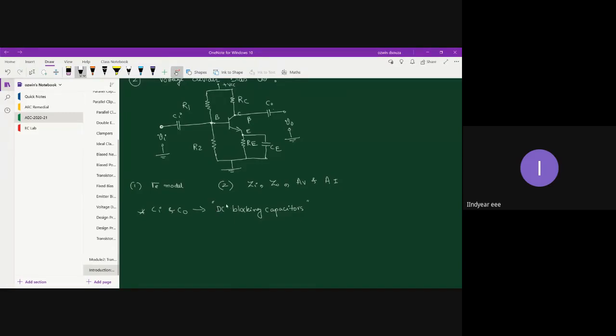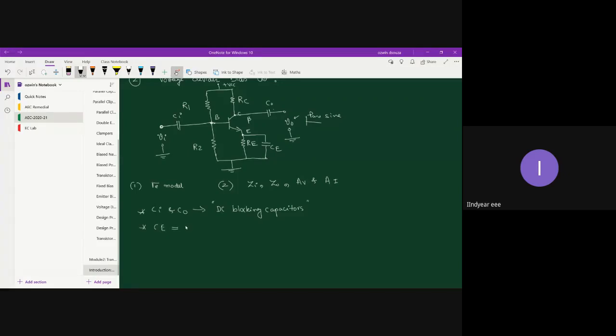Okay, so basically your output will be a pure sinusoidal signal. So this V naught is going to be a pure sine. It will not have any offset problem as such. Now, along with Ci and C naught, we also use a third capacitor Ce.